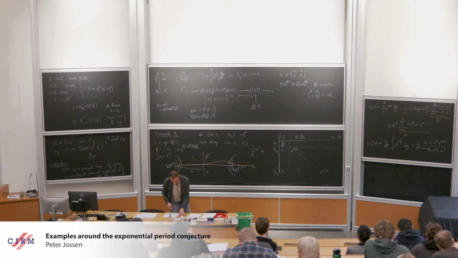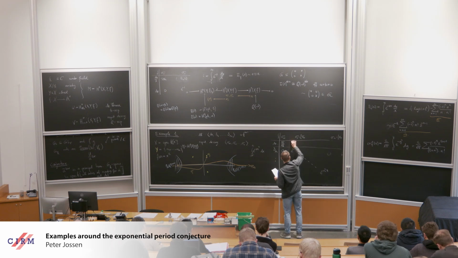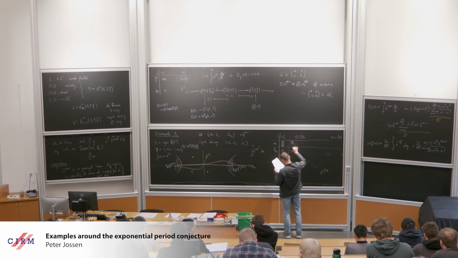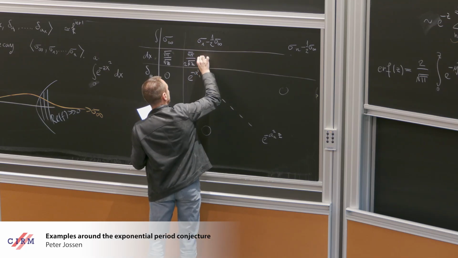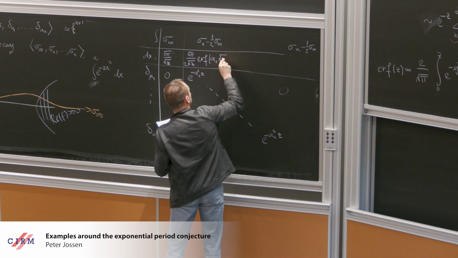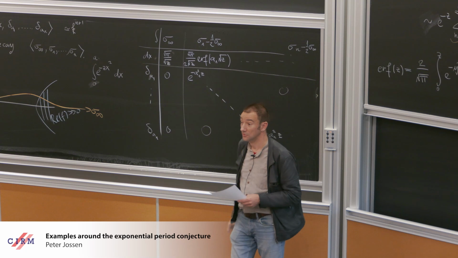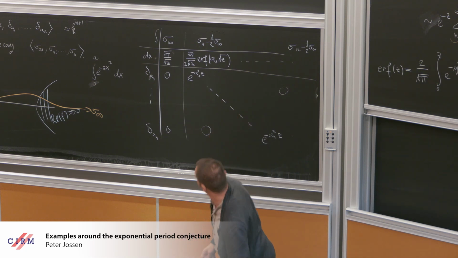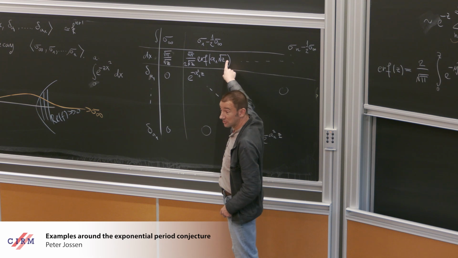So here, what I find as period integrals are square root of pi over 2 square root of z times the error function of a1 square root of z, and so on. These are these numbers. Now, it doesn't look like it, but here, as a function of z, that is actually an E function.